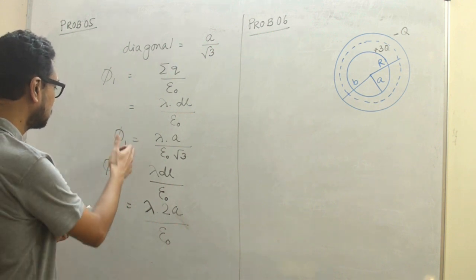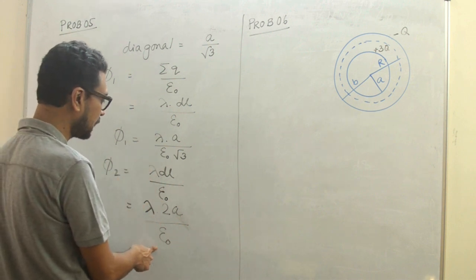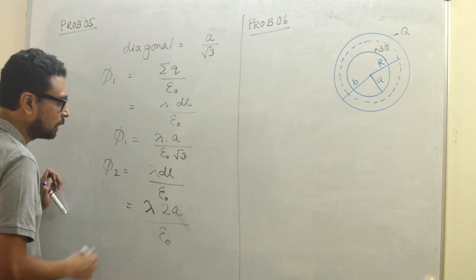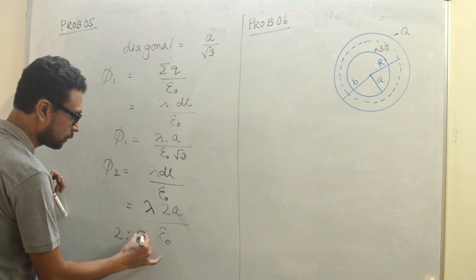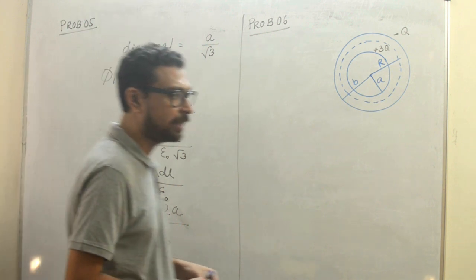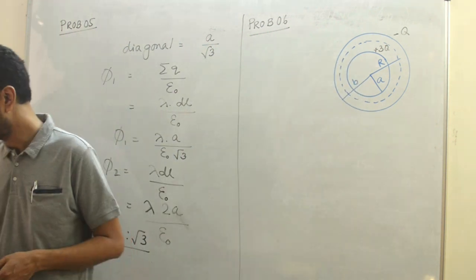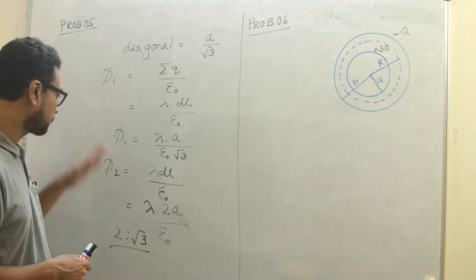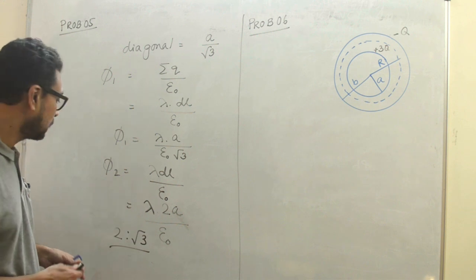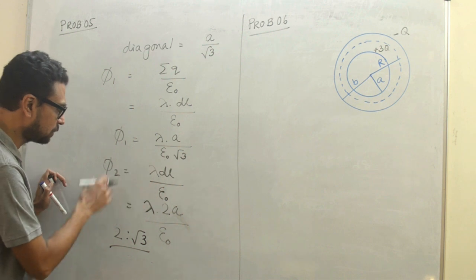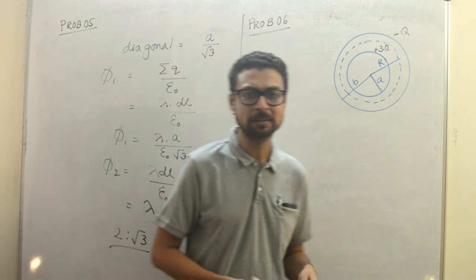Now you can take the ratio phi1 by phi2. Then lambda gets cancelled, epsilon naught also gets cancelled. And what is the final answer then? It is obviously root 3 is to 2. Phi1 by phi2 is root 3 is to 2, or if you do phi2 by phi1, it will be 2 is to root 3. Anyways, more or less the thing is like this.